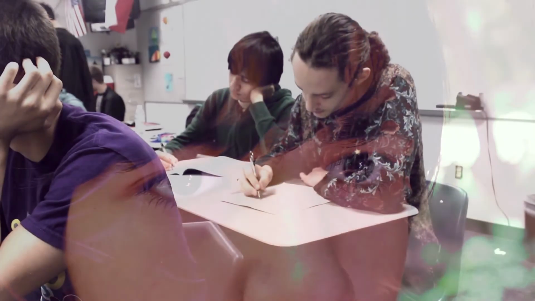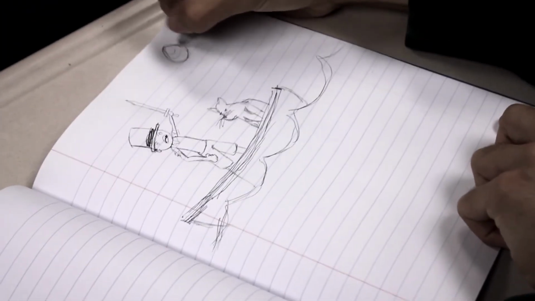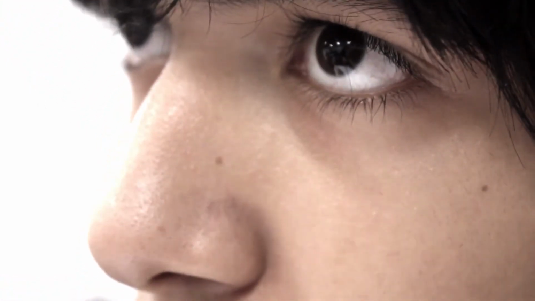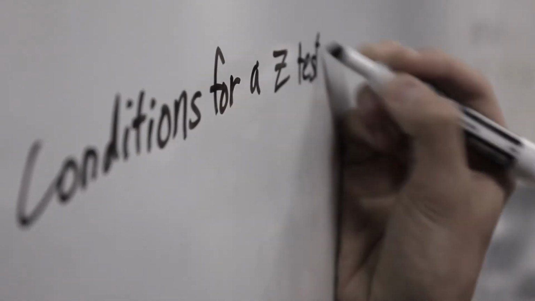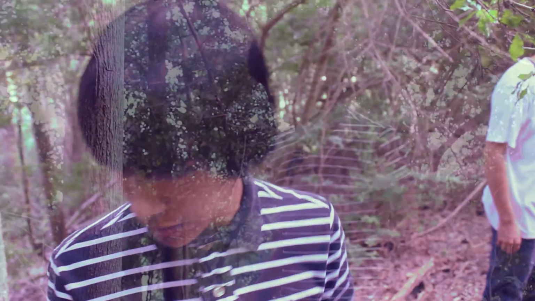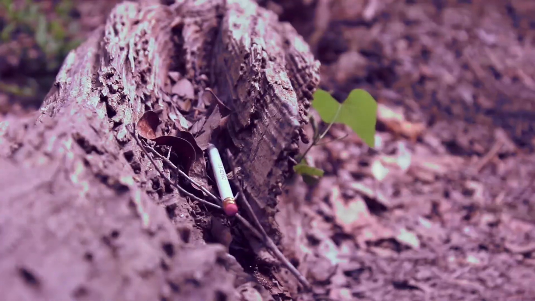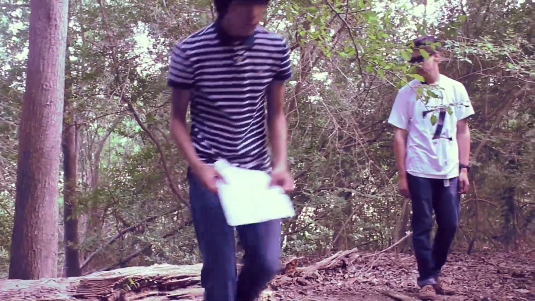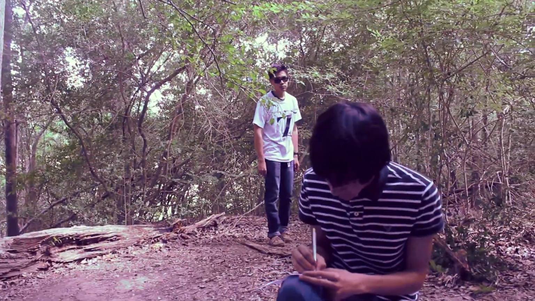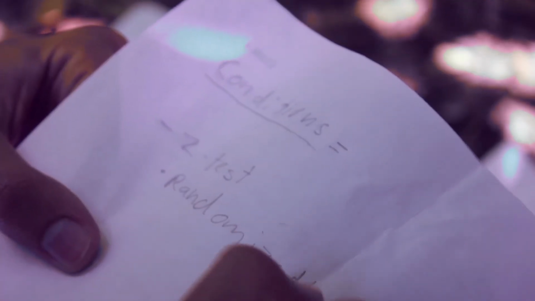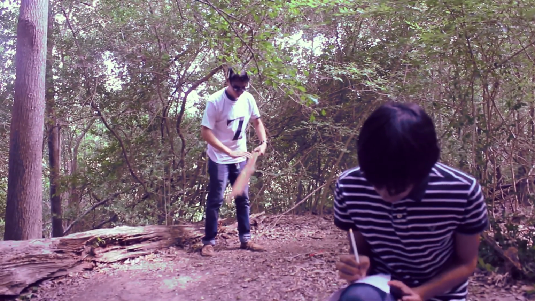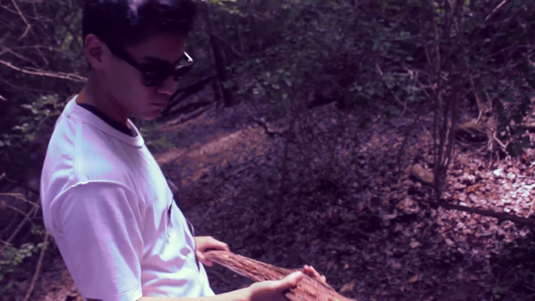Okay, calm down. Need to figure out the conditions first. The conditions for a Z-test involve the test having randomization, independence, a sample size less than 10%, and having the number of successes and failures to be more than 10. The question specifies the kid randomized his sample. Independence can be assumed, and the sample size is more likely to be less than 10%.